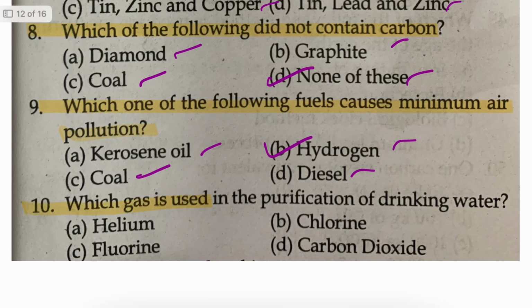Question number 10. Which gas is used in purification of drinking water? Helium, chlorine, fluorine, carbon dioxide. The answer is B, chlorine. Chlorine is presently an important chemical for water purification, such as in water treatment plants, disinfectants, and in bleach.